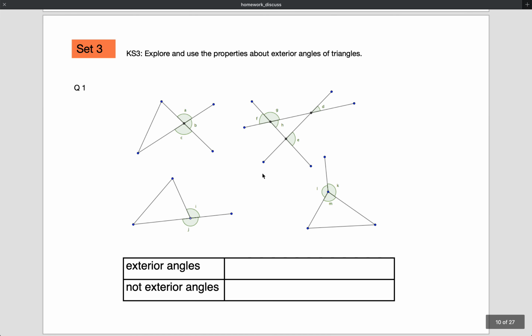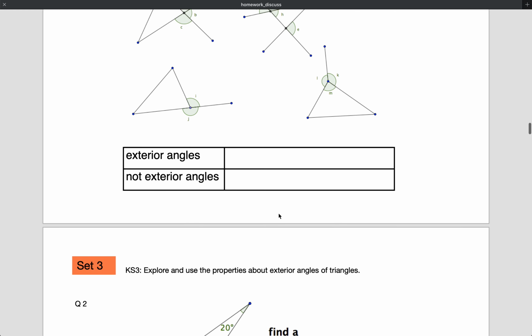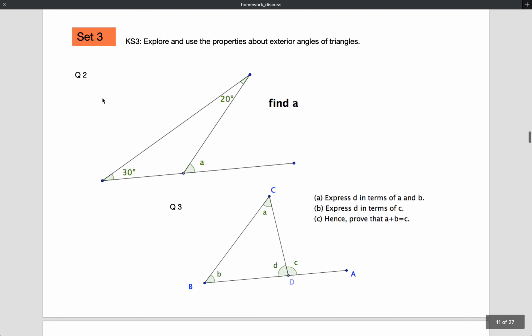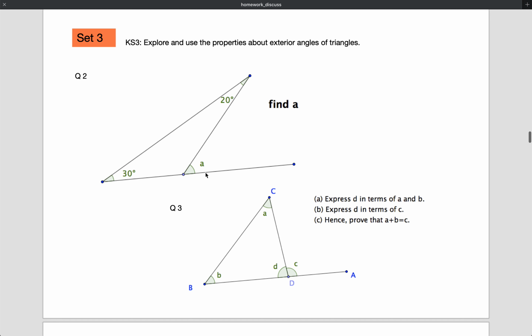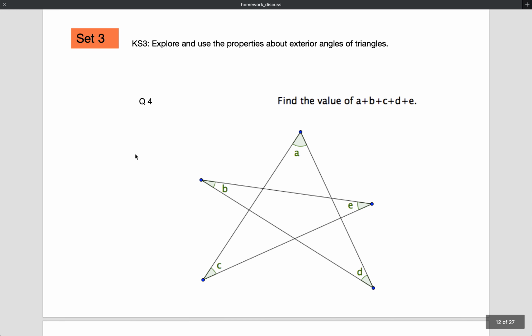Now we come to set 3, the third group of teachers. Okay, so that is the first question they talk about. They ask the student to classify the angles, whether they're exterior or not exterior angles. And then continue with question 2 in set 3. So these are the questions they suggest. Find the angle A. Here there's several steps in doing a proof. And also the final part of set 3 is another question, similar to the one in set 1 actually. Okay, finding the sum of these angles.